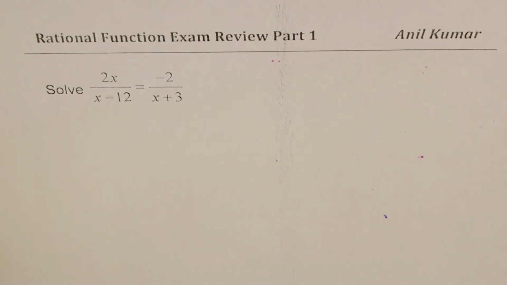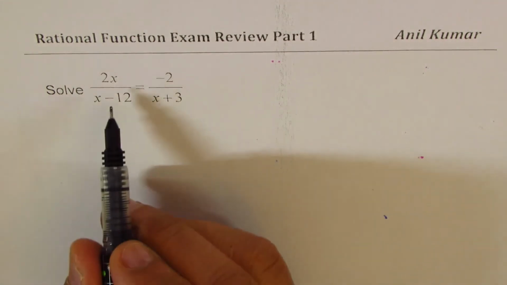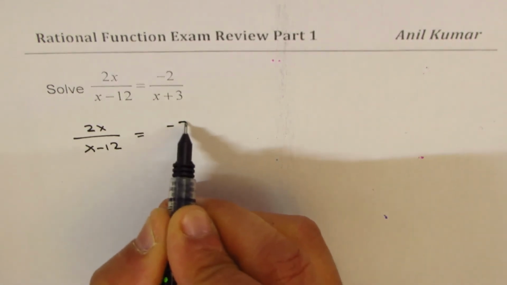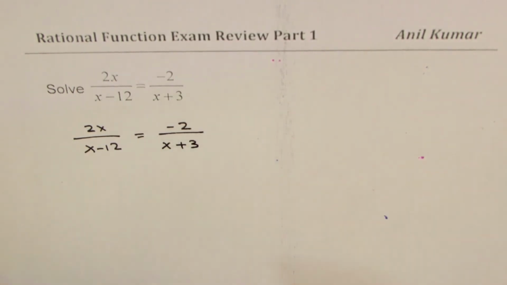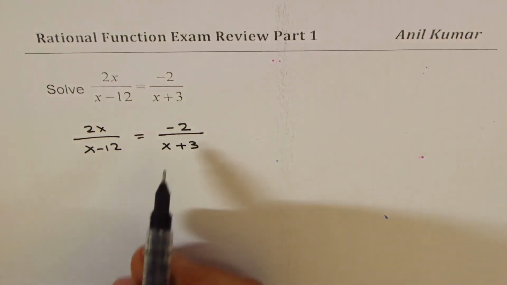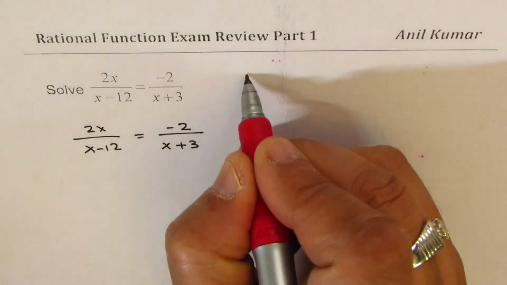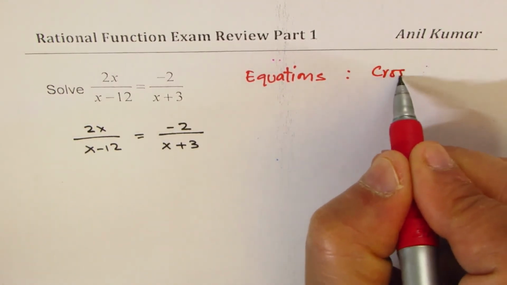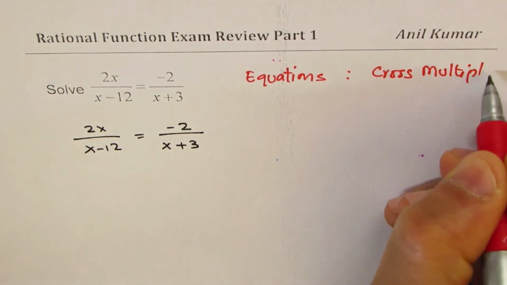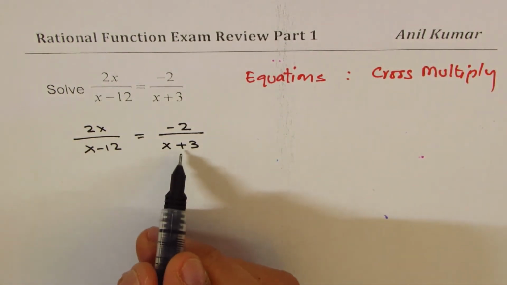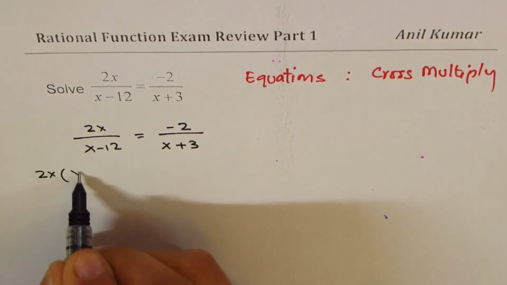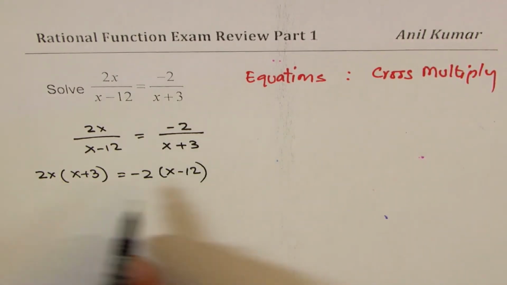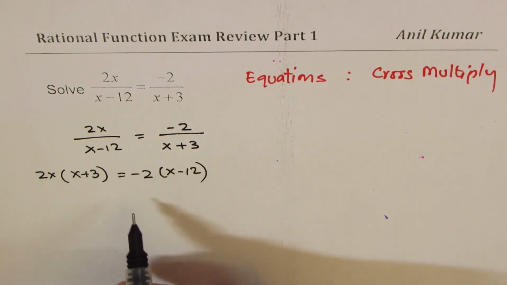Now let us see how to solve equations involving rational functions. So we have this equation, which is 2x over x minus 12 equals minus 2 over x plus 3. Now to solve such equations, we can just cross multiply. So whenever we are working with equations, you can cross multiply in such cases, right? When you cross multiply, you get 2x times x plus 3 equals minus 2 times x minus 12, right? Then you get a linear equation and then solve it. I mean a quadratic equation in this case.